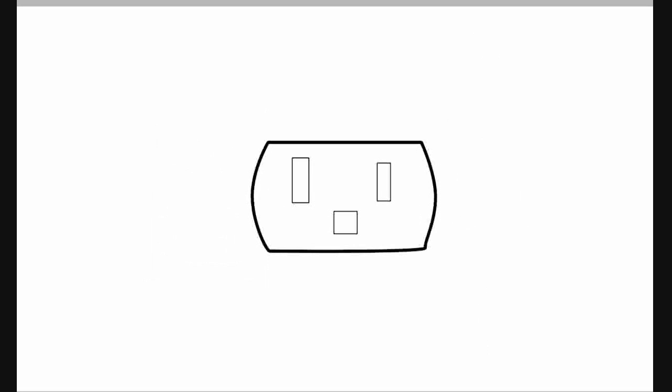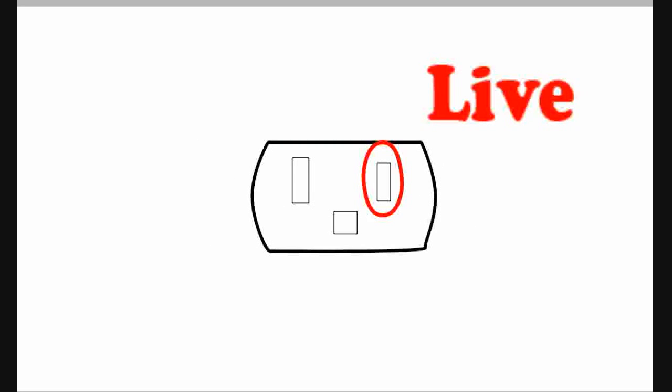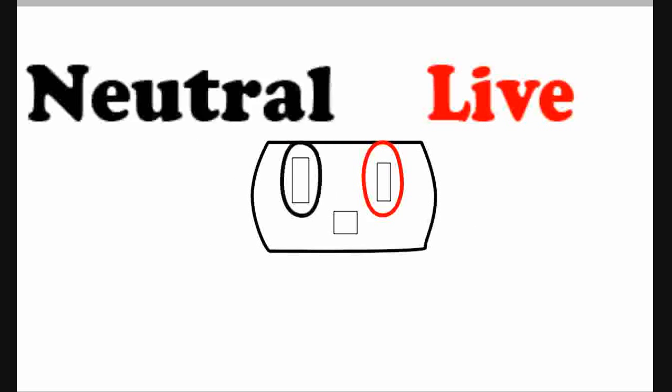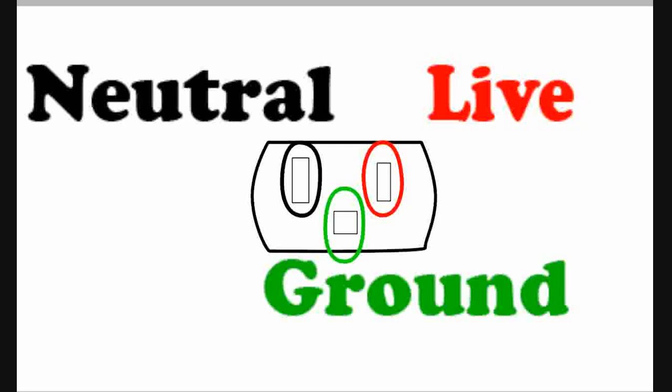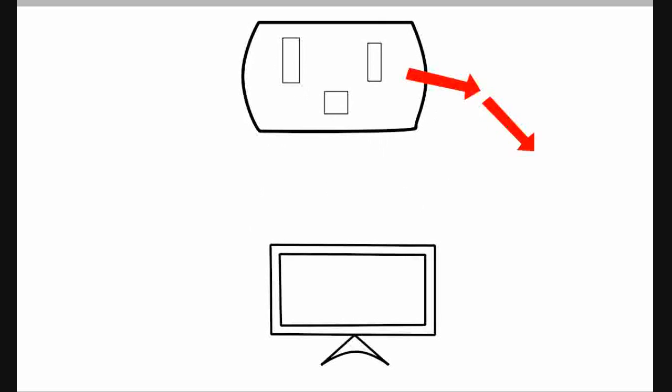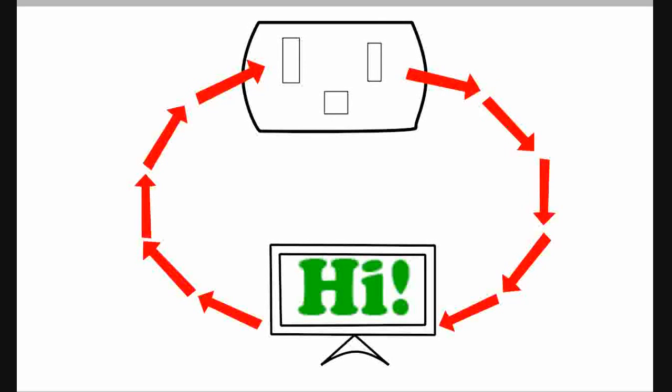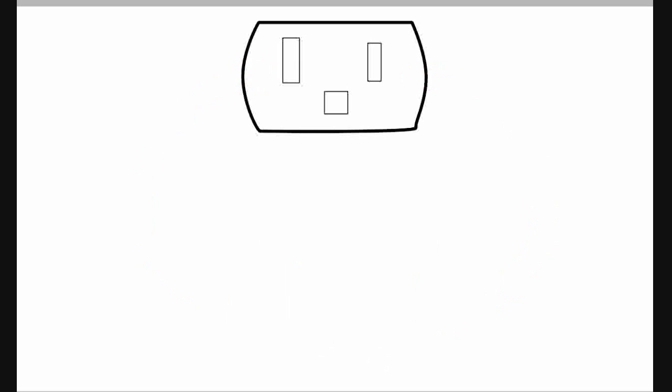In the US power outlet, the terminal located in the upper right corner is called the live terminal. The slightly bigger terminal in the upper left corner is called the neutral terminal. The bottom one is called the ground terminal. Electricity flows out of the live terminal, powers your device, goes back into the neutral terminal, hence completing the circuit.